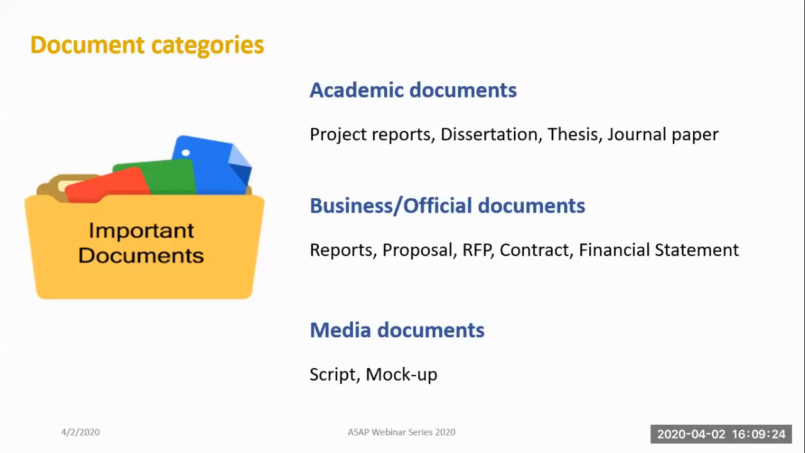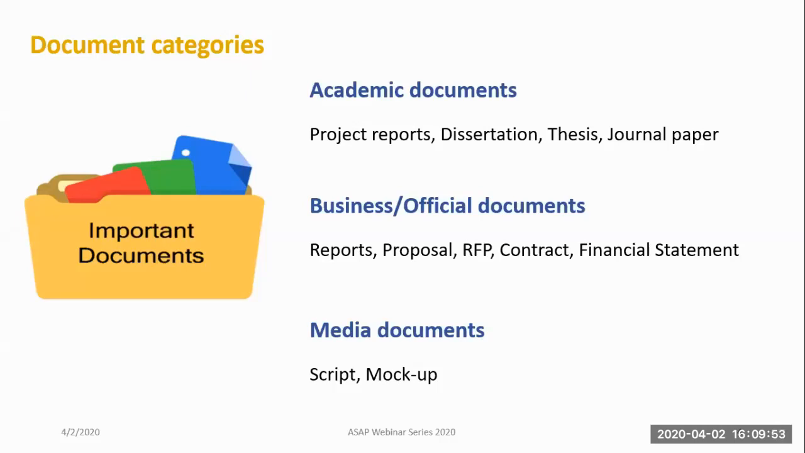Now, if you look at the different categories of documents, there are three basic categories of documents. The most important one being the academic document, which we all use during our studies. They come in the form of project reports, dissertation, thesis, journal paper. I hope you are all familiar with all these things.